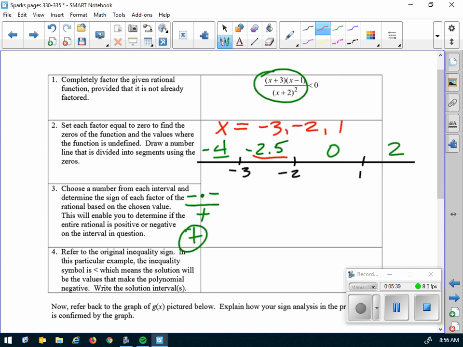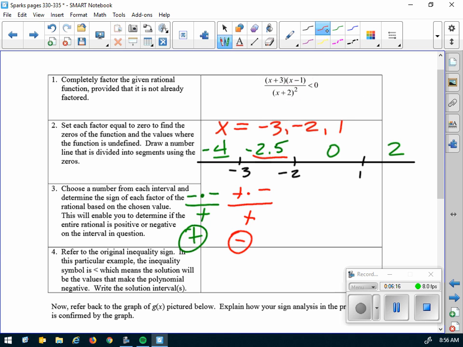Okay, well, all right. -2.5. Positive. Right, because a positive times a negative is a negative, and a negative divided by a positive is a negative. Every number between -3 and -2 is going to make this expression negative, which means where is it going to be on the graph? Below the x-axis. Okay, get my words right this time.